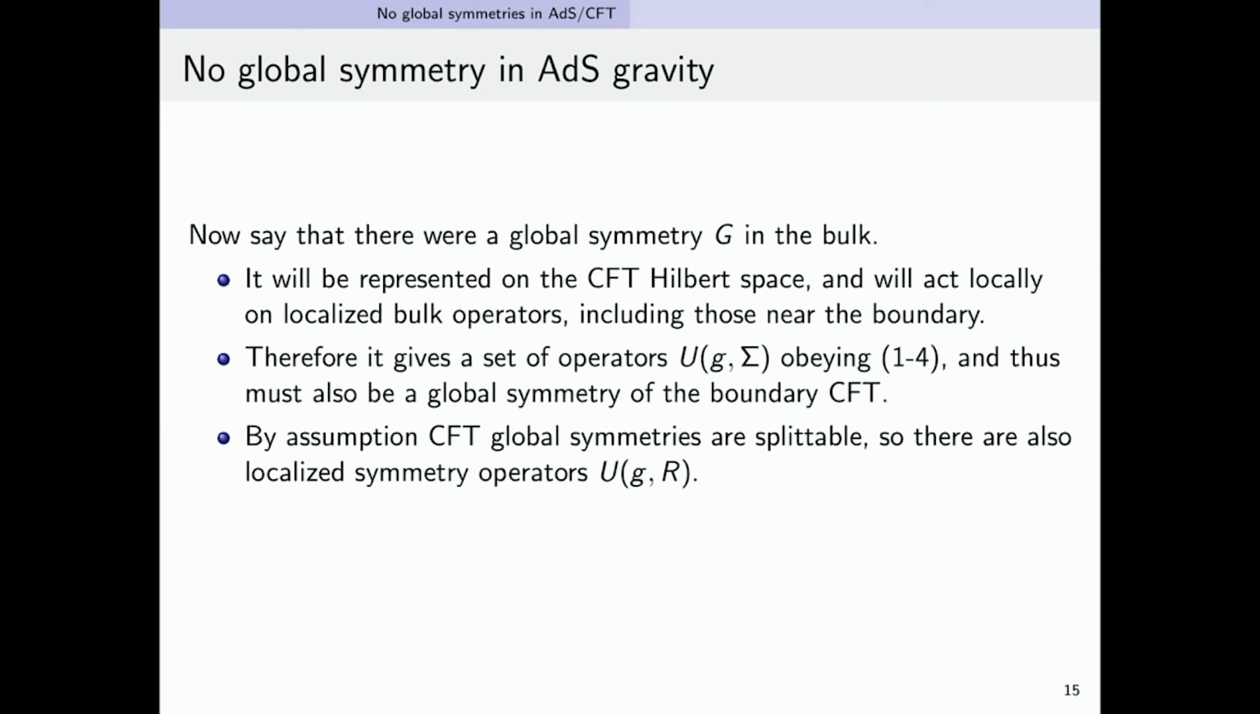Now, by assumption, in the boundary theory, global symmetries are splittable for the excuses I gave before. And so we also have these, or endable, or whatever you want to call them. So then we have these U of G R's floating around in the boundary theory. And then I claim that these are inconsistent.